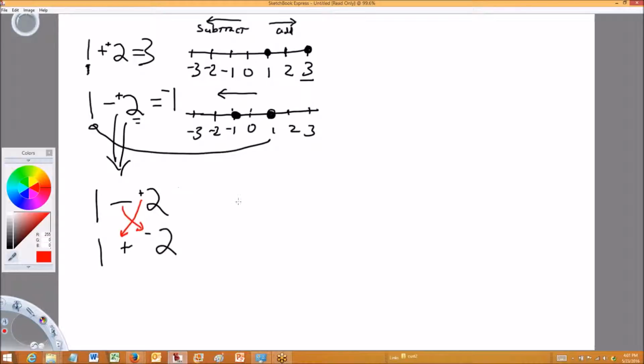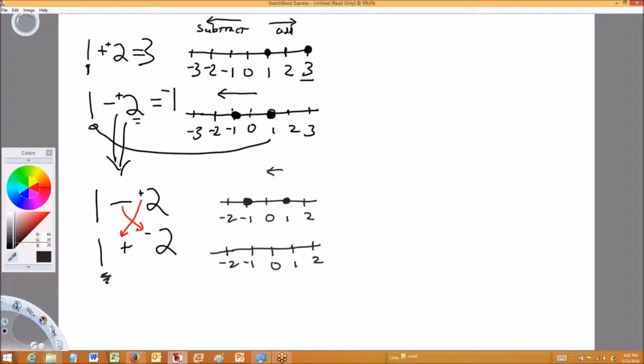And let's just try it on the number line now. So we have 1 minus positive 2. So we start with 1. We're going to subtract, so we go this way, positive 2 units. 1, 2. And the answer is negative 1. And we'll look at it from this expression's point of view, and we should get the same answer.